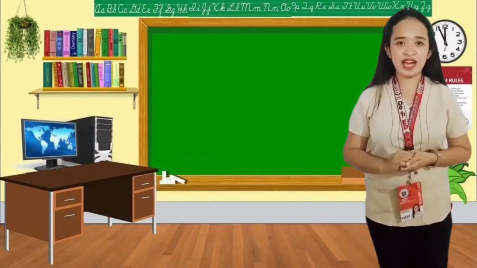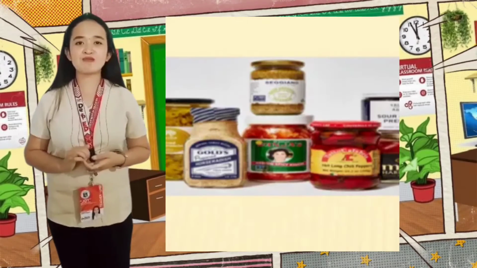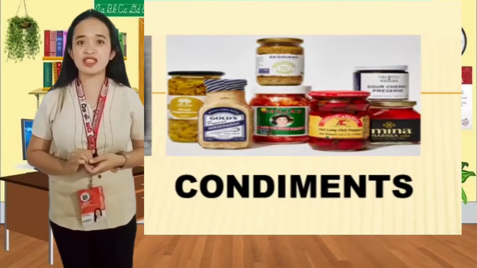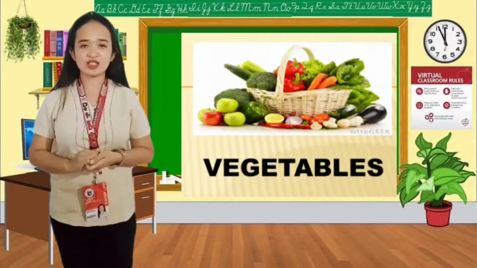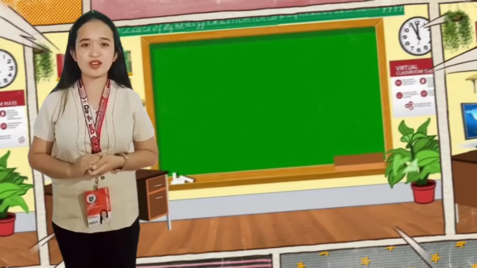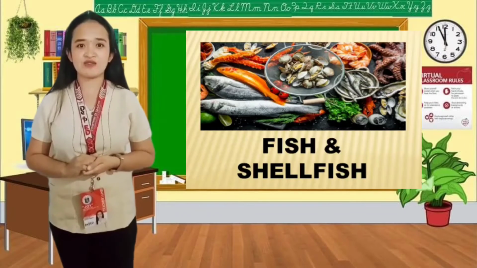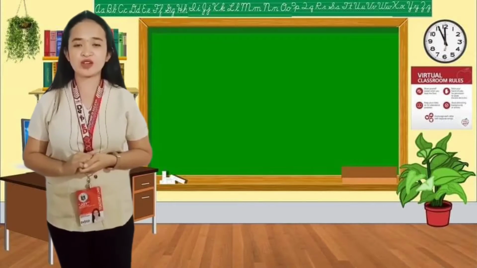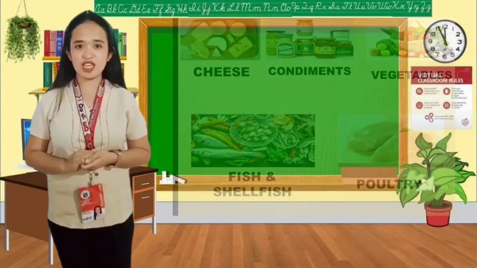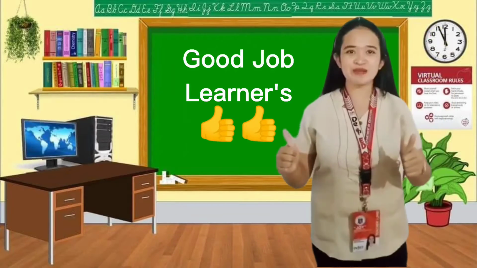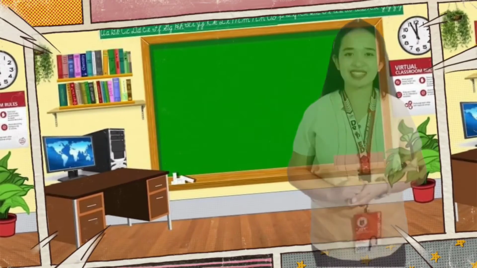If your answer is cheese, you are correct. Second picture. Very good, it is condiments. Next picture. If your answer is vegetables, you are correct. Next picture. If your answer is fish and shellfish, you are correct. And last, if your answer is poultry, you are correct. Good job, learners! So those are the following ingredients in making sandwiches.